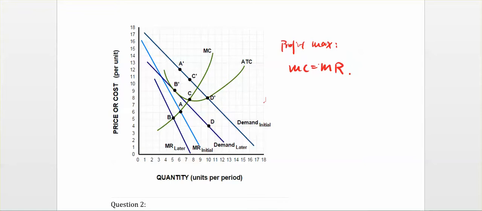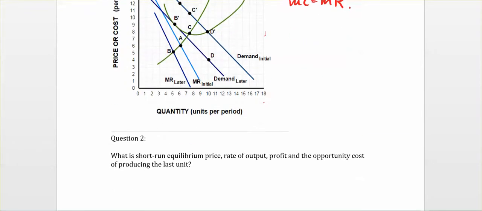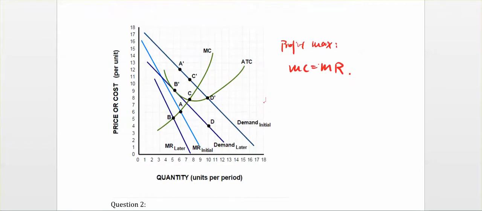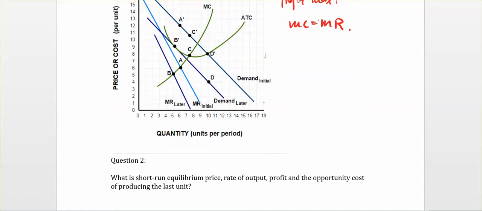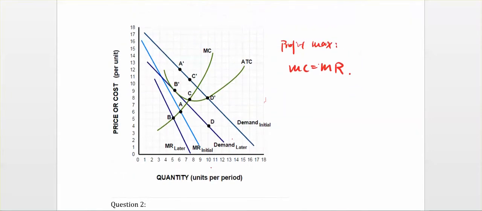So now let's look at a question. What is the short-run equilibrium price, rate of output, profit, and opportunity cost of producing the last unit? So actually, we will ask for the equilibrium price, quantity, profit, and opportunity cost. Let's go back to look at the diagram.